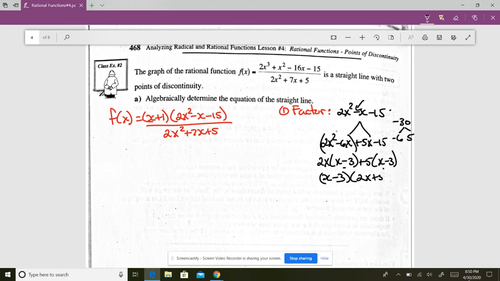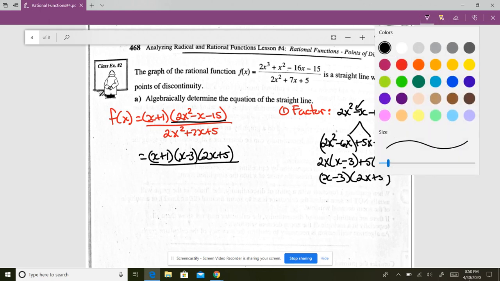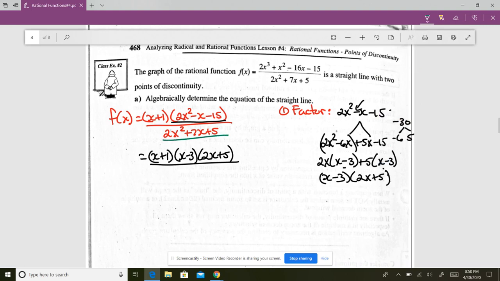And I got 2x plus 5. So that means this bit here now becomes x minus 3 plus 5. Okay. Now we have to factor the bottom. Green. So this needs to be factored.